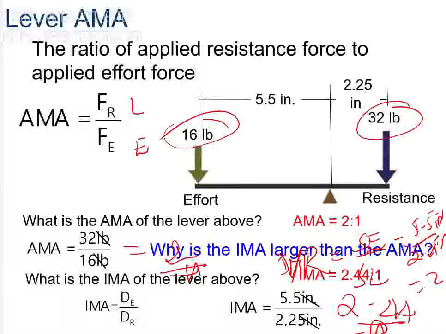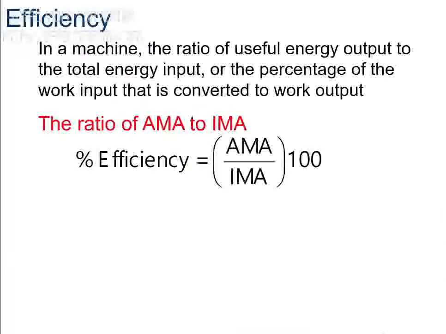Ratio. Why is the ideal mechanical advantage larger than the actual mechanical advantage? This is because, since it is ideal, we don't consider the frictional force, that is, we consider it in the absence of frictional force. Ideal is without friction, but actual is with a frictional force. Therefore, the actual mechanical advantage is less than the ideal.